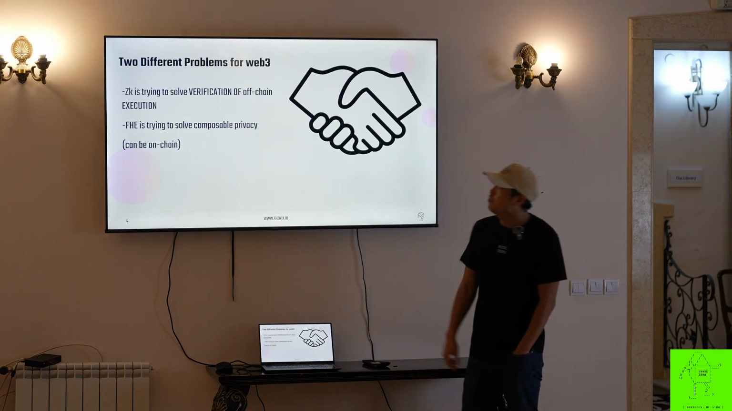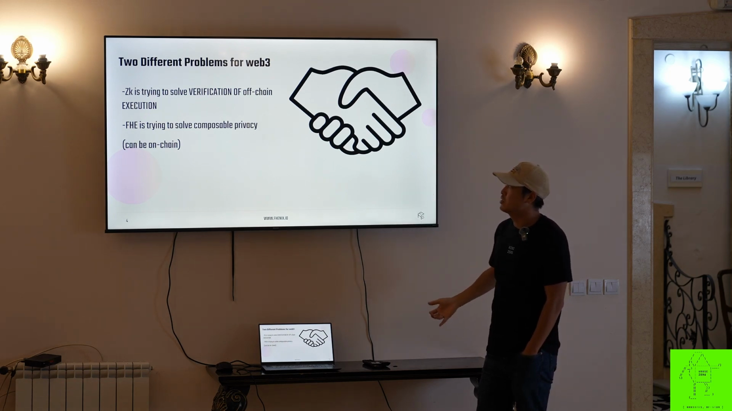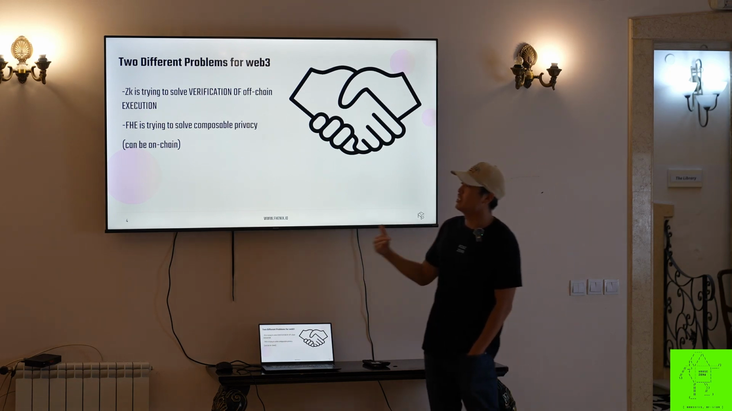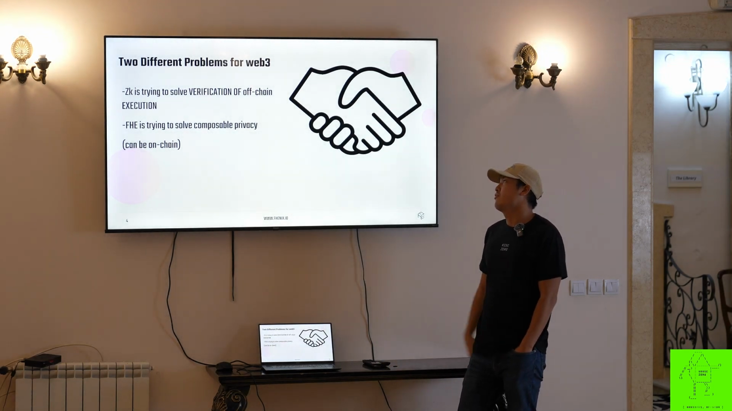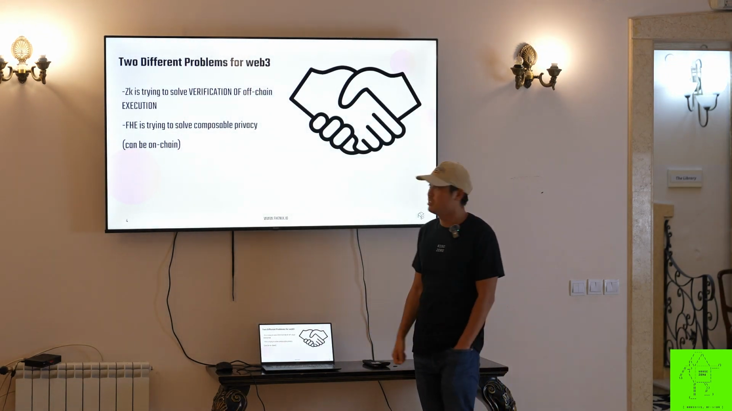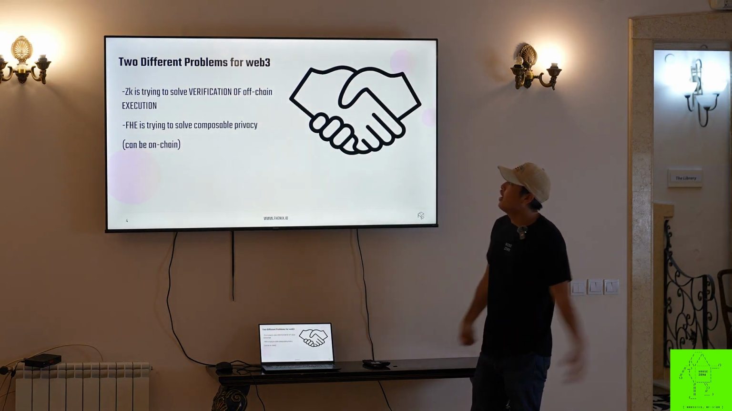But from a high level, you can also consider that ZK and FHE are trying to solve two different problems, although to some degree ZK is still marketed as a privacy technology. Some will say maybe that's because people didn't know about FHE, or it was really not feasible. So there's still not really a mainnet for anything.